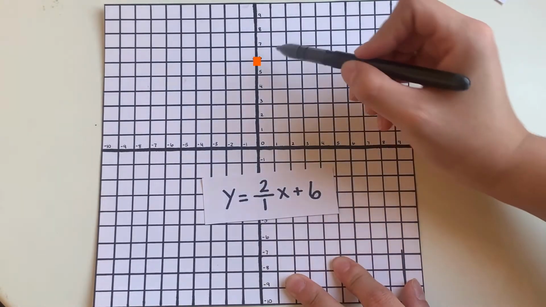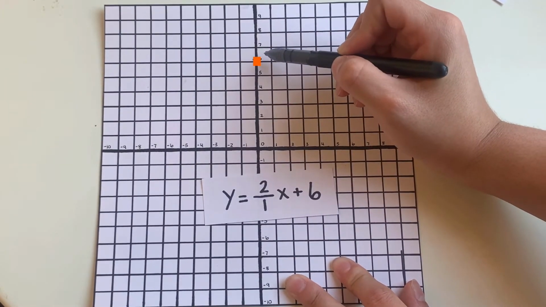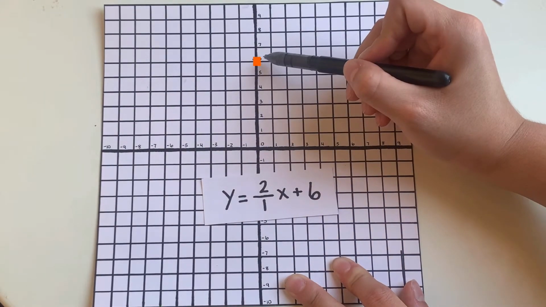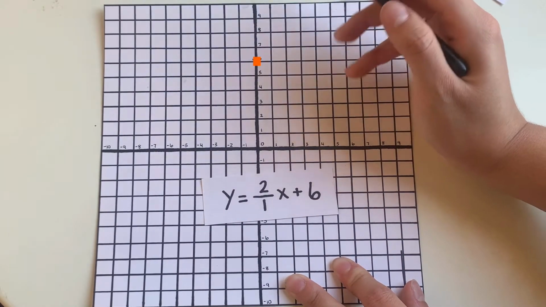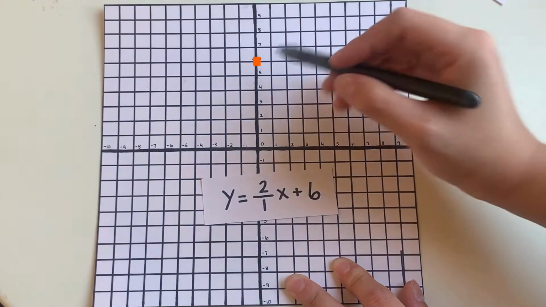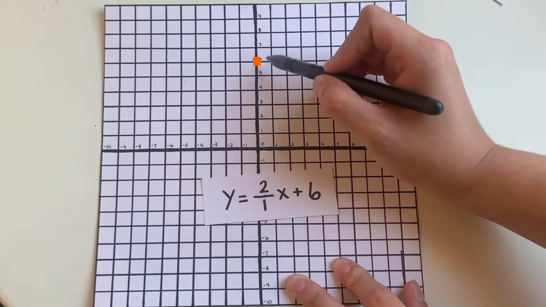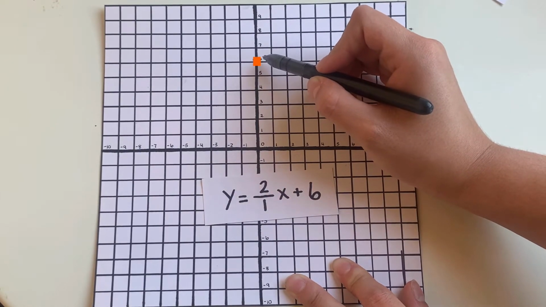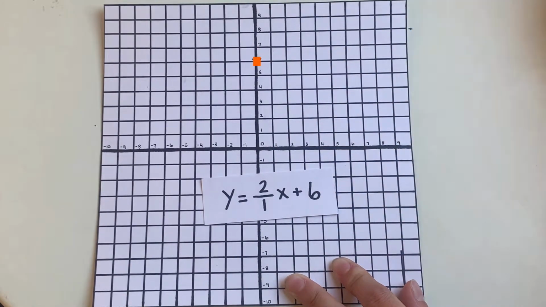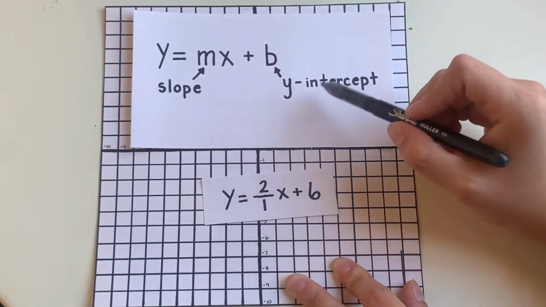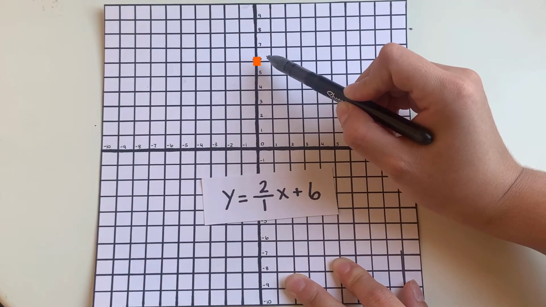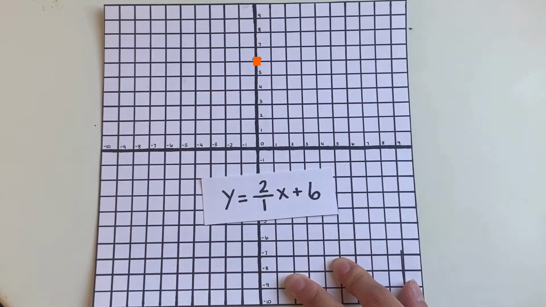We keep track of that, right? And since our y-intercept is a positive 6, we mark our positive 6. And that means that our line that we graph in a bit, it's going to cross the y-axis at 6. So that's basically what that number is telling us. It's our y-intercept. So where our line crosses the y-axis.